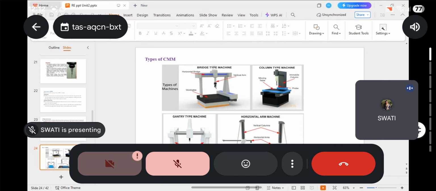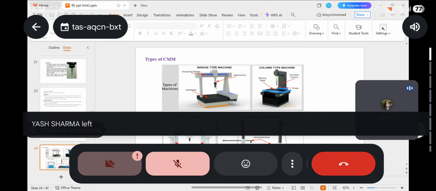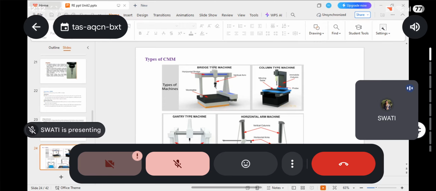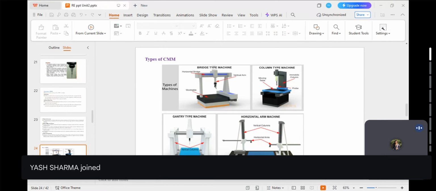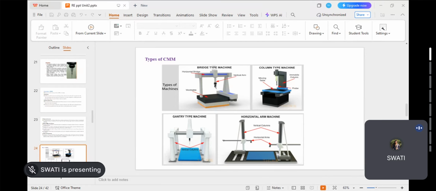The next one is the column type. You can see here the placement of the probe is in column type direction. Okay, I think in buildings you have seen the presence of a column. Similarly, the column type machine is commonly referred to as a universal measuring machine rather than the CMM. In industry language, it is generally preferred as the universal measuring machine. Okay, not universal testing machine.